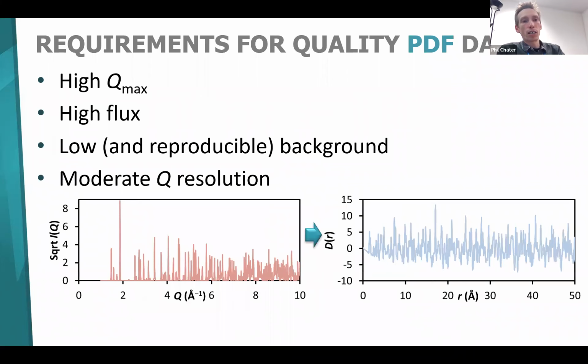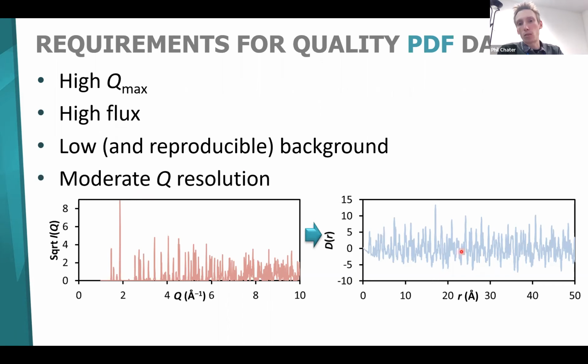And the other thing that we need is a moderate Q resolution. And by that, I mean the Bragg data sets that we get don't have to be the best in the world. So here is a nice sharp Bragg data set, as we might get from a beamline like I11. And that gives us the PDF on the right, where we'll see features out, and they would go to as long as you care to look, really. Go to very, very high R.